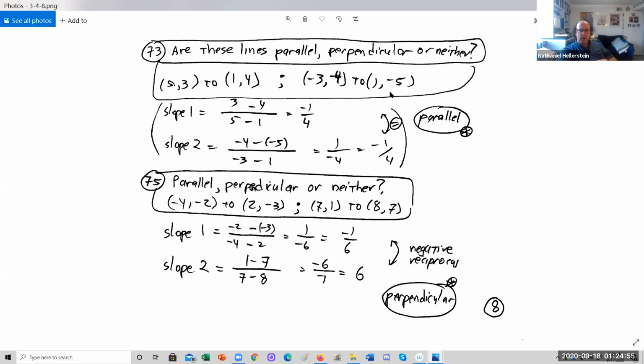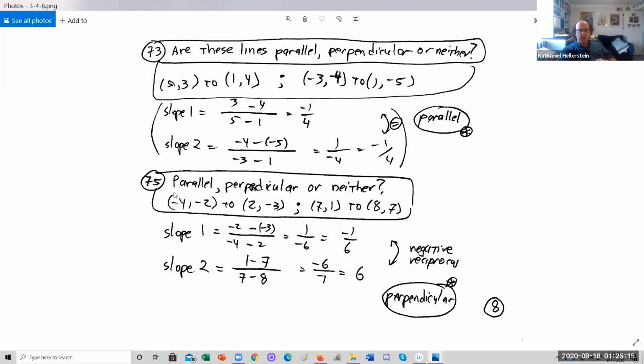The second pair of points, change in y is negative 4 minus negative 5, change in x is negative 3 minus 1. That's 1 over negative 4, negative 1/4. These are equal slopes, therefore, those are parallel lines.